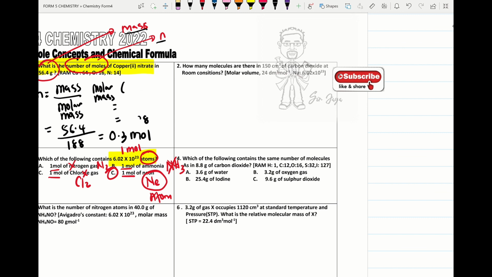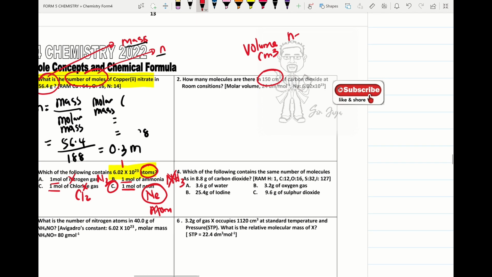Question number 2. How many molecules are there in 150 cm^3? When they give 150 cm^3, please remember this is volume. cm^3 is volume, and we need to find the number of moles. So we take the volume divided by molar volume, and please check if the volume is in cm^3, please times 1000 for molar volume.